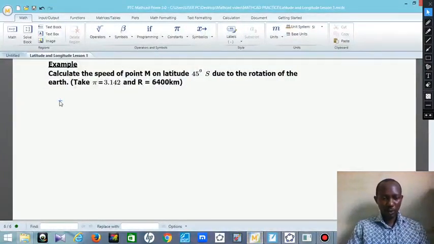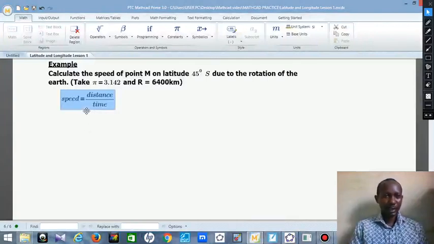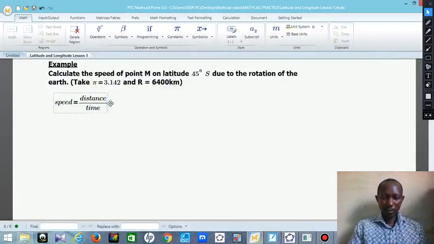Number one, all we need to know is speed. From our basic science, we know that speed is distance divided by time. This is the formula for speed. Take note of that. But in this our case, the distance we are going to use here is the circumference of the circle, because point M is going around the circumference of that circle. So our distance is going to be 2 pi r.